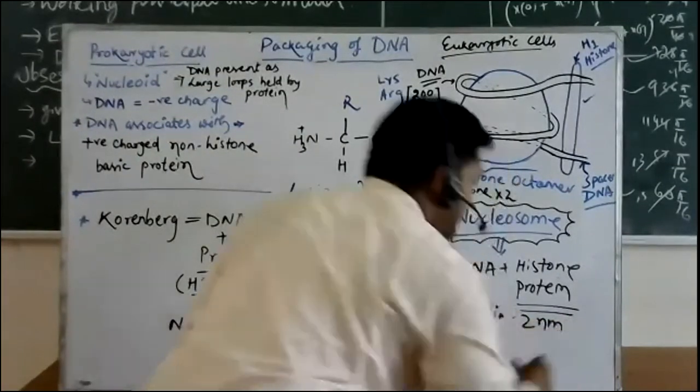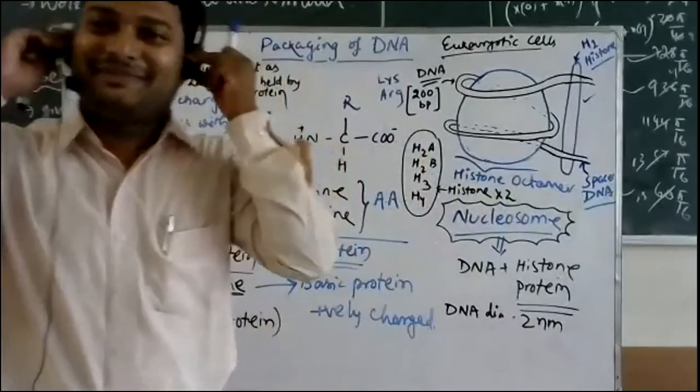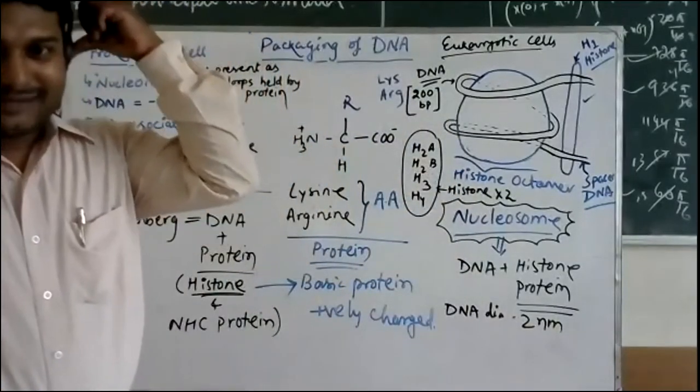2.4, very good. Two what? Meter, centimeter? Two point... nanometers, millimeters? Two nanometers. Very good. Two nanometers. That unit is important.